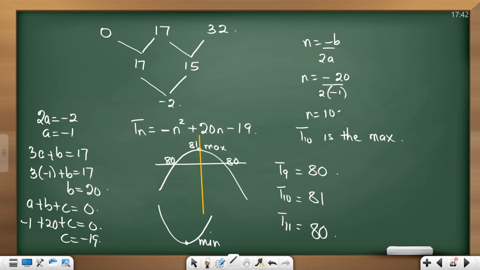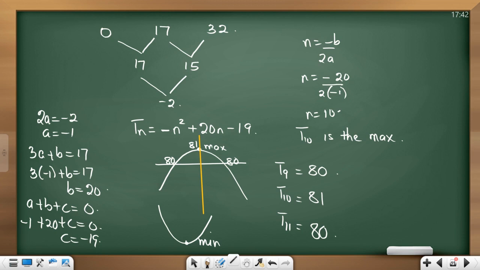Mostly the question will tell you what is the maximum, which term is the maximum, or which term is the minimum, depending on the shape of your parabola. Which term is the maximum? Then it's the 10th term. Which term would be the minimum? Then you need to find. In this case, there's no minimum. It's a maximum term.